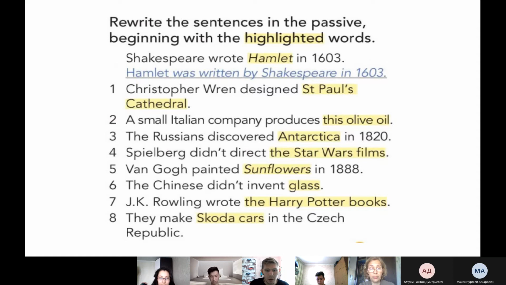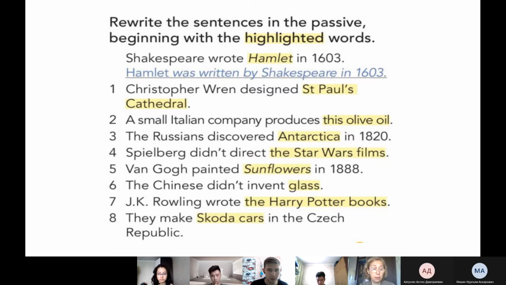The next one, number 7. They make Skoda cars in the Czech Republic. Skoda cars. They made Skoda cars was made in the Czech Republic. They make. Do they make it now or in the past? Now. Yes. So we should use present simple passive.